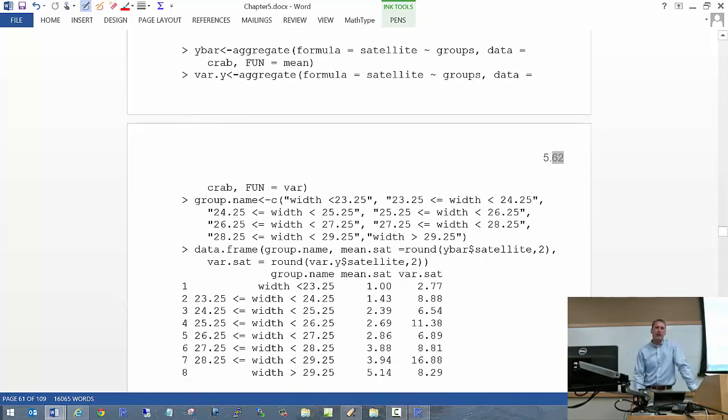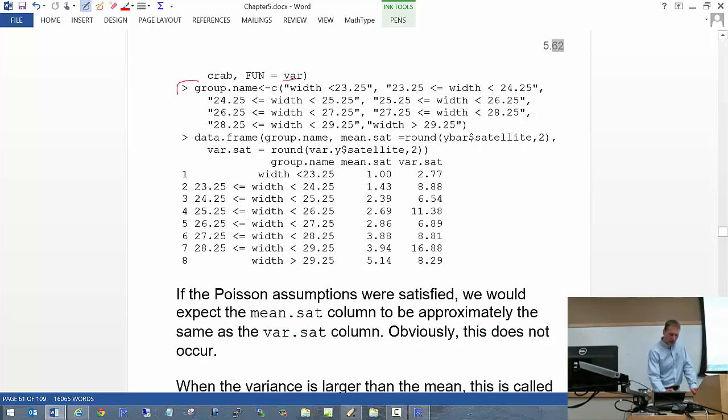So once I have my data in groups, then what I like to do is find the sample mean number of satellites per group, and also the sample variance. The way I can do that is to use the aggregate function that we've seen in the past. So aggregate formula equals satellite tilde groups. My function I want to apply to each group is the mean. Do the same thing with the variance. I get some nice group names to make things look nice. And here's what we get in the end when I print everything in a nice little data frame.